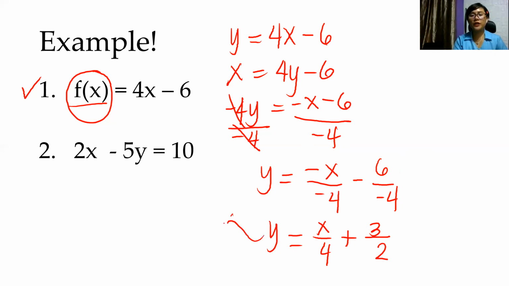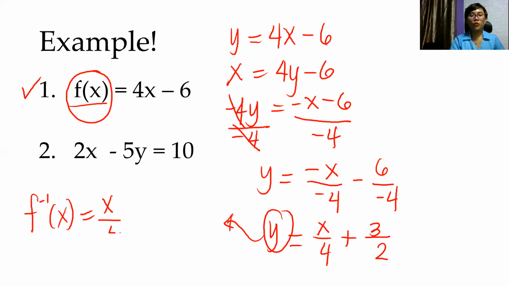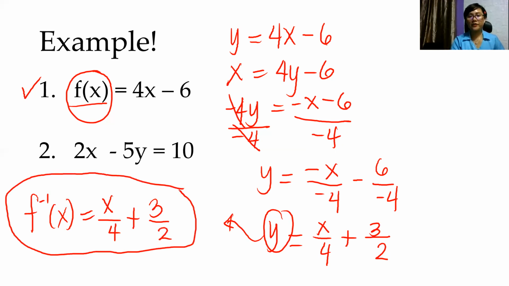But since you are going to proceed with step number 4, or the last step, you need to change the y with the inverse function symbol. So we have here f raised to negative 1 of x. So the inverse function is equal to x over 4 plus 3 over 2. So this is your final answer now for number 1. Okay? I hope that you followed the steps.